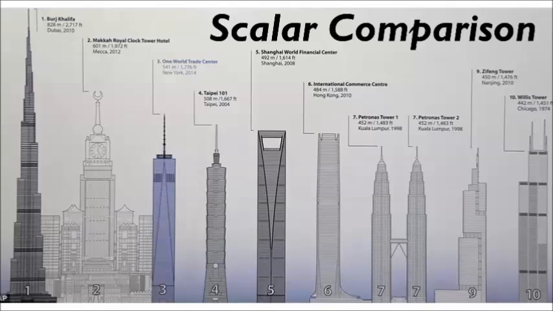But we're talking about comparing scale, or scalar comparison. It just means that we are relating one object to another, one architectural building or architectural object to another, to see how it compares size-wise and also its features in relation to one another.